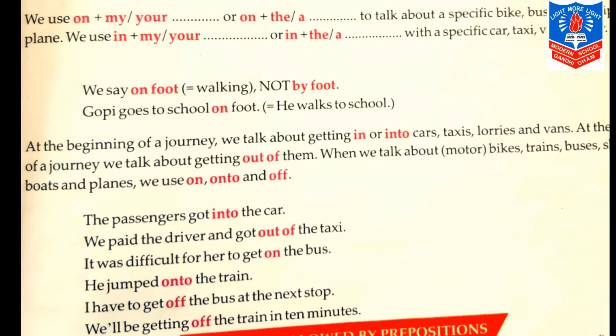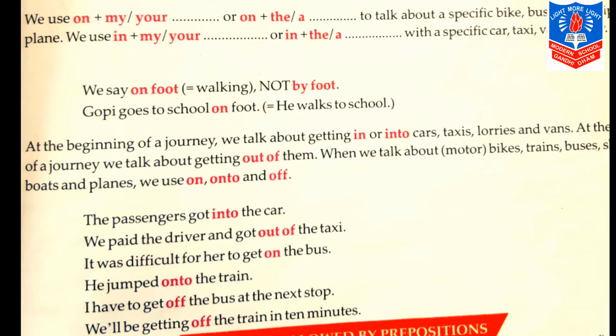Now, let us go through few examples. My first example is the passengers got into the car. Why? Because it is the beginning of the journey. We are talking about the beginning of the journey. My next example is we paid the driver and got out of the taxi. Why? Because we are talking about getting out of them.